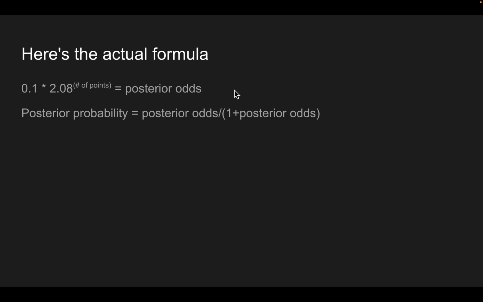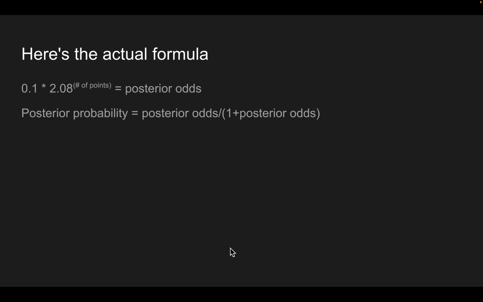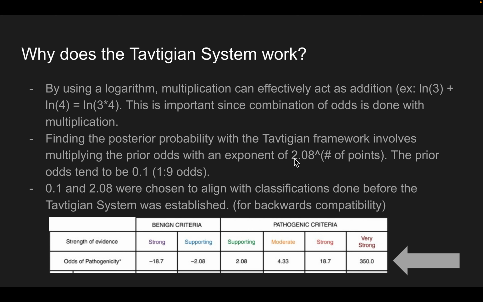Here's the actual formula for the Bayesian framework, and I'll explain where the 0.1 and 2.08 come from. You just create posterior odds, and to get posterior probability, just use the previous one, like this one here: posterior odds over 1 plus posterior odds. So why does this framework work? Because of the way logarithms work, you can basically make multiplication act as addition.